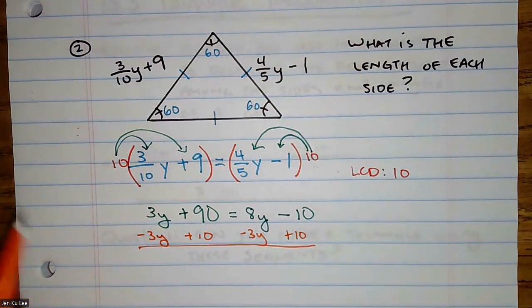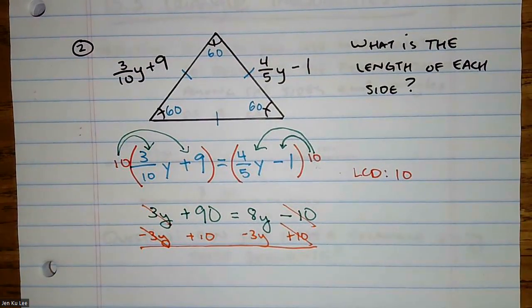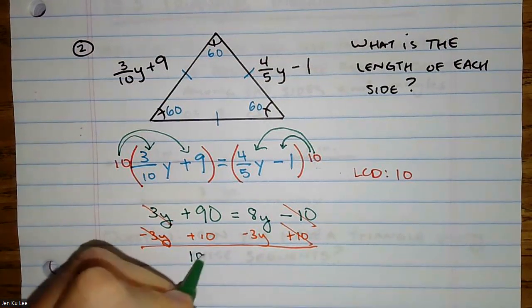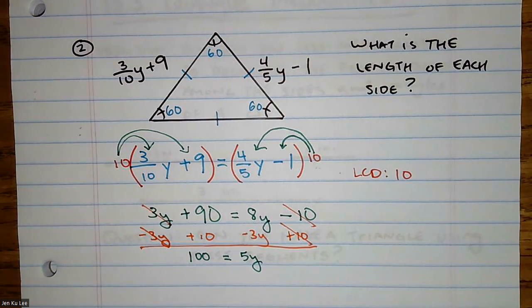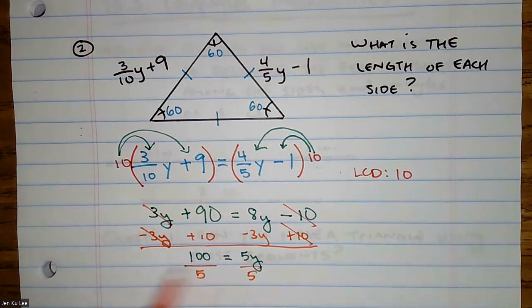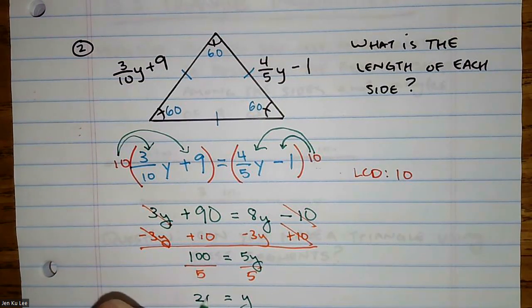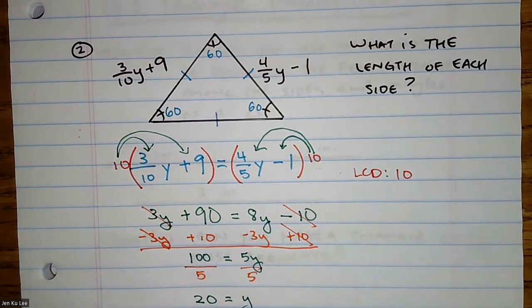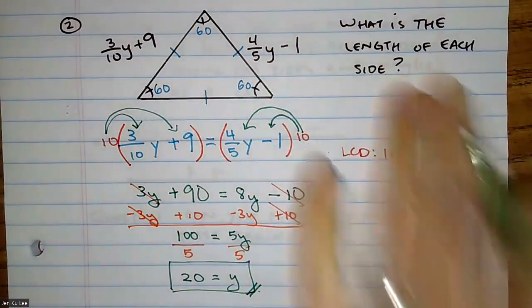Now I am left with these two guys being canceled out and these two guys being canceled out. So then that's 100 equals 5y. And then I'm going to divide by 5, divide by 5. So my y value is equal to 100 divided by 5. That is 20. Okay, so y is 20, and make sure that you reread the question.